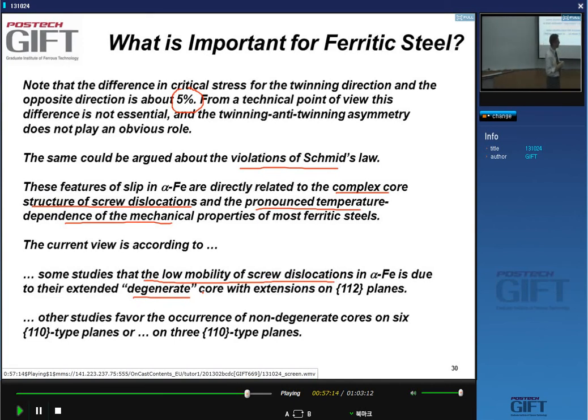Is it on the 1-1-2 planes? Is it degenerate? Is it non-degenerate? Is it on 1-1-0 planes? What's important for us is that it is degenerate, and this has an impact on the mobility of the screw dislocation. It's very low, at low temperatures.